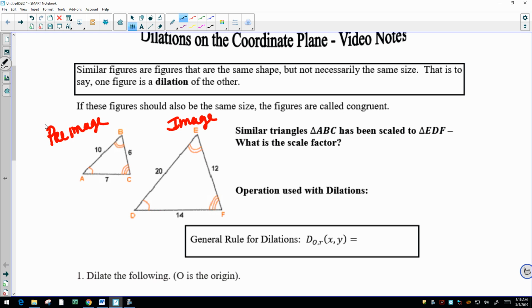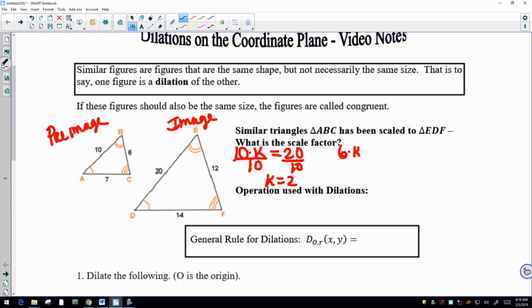how would we do this? So I would take my pre-image and I would say, all right, well, if I know I'm starting with 10, there's got to be some factor, meaning multiply, that would give me that corresponding side of 20. And if I were to solve for k and divide through, I could find that k would equal 2. And a good check, I should be able to do that for each side.